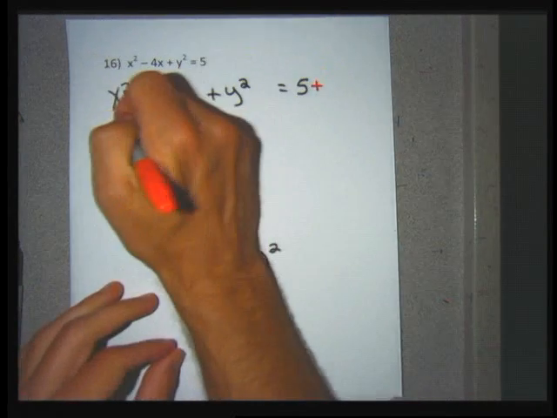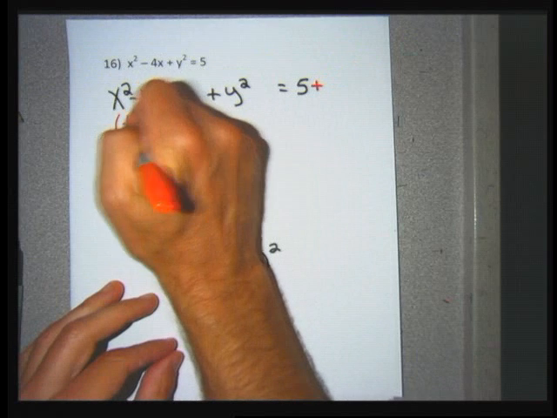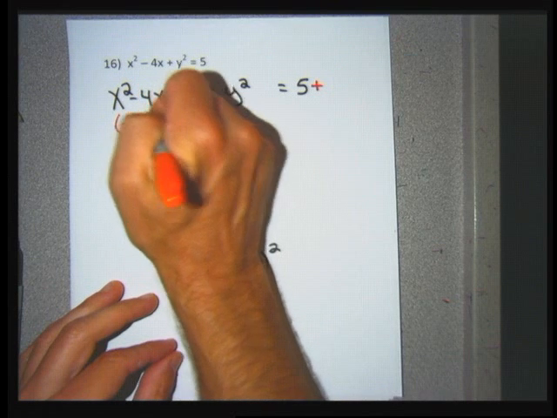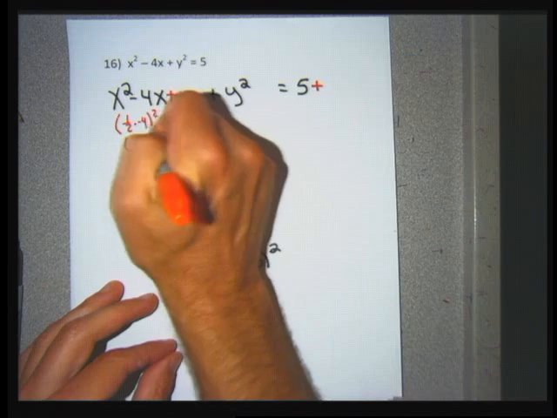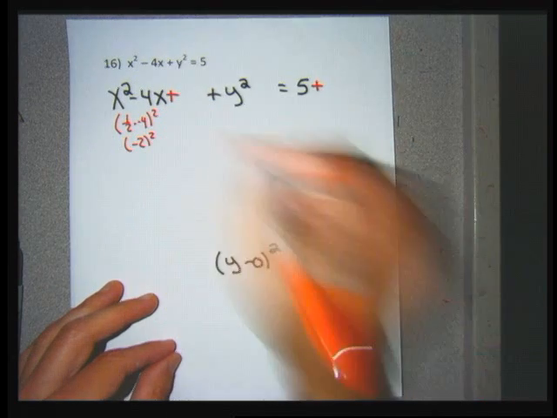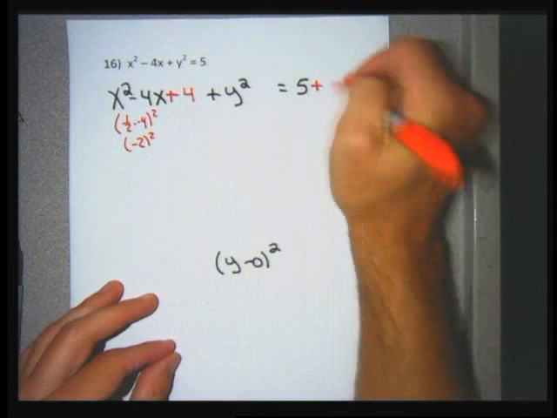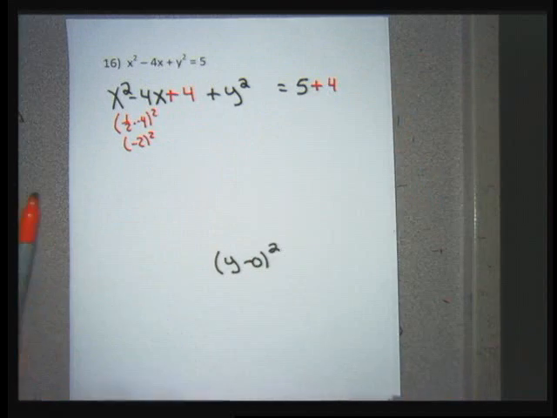The number to add after the x's is going to be half of negative 4 squared. Half of negative 4 is negative 2. Negative 2 squared is negative 2 times negative 2, which is positive 4. I'm going to add 4 to both sides.